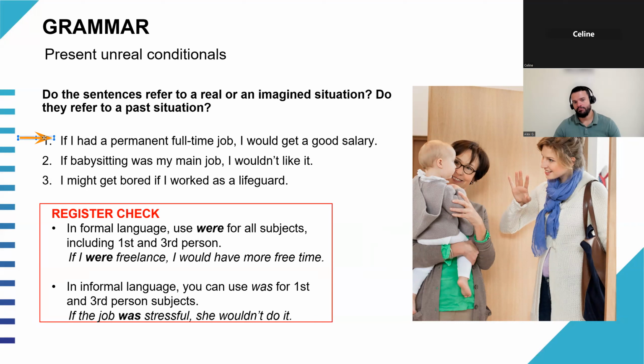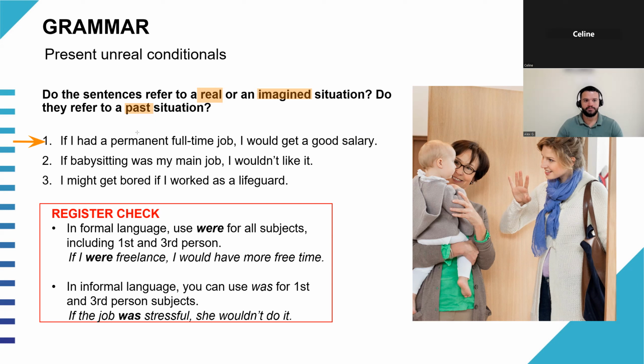If I had a permanent full-time job, I would get a good salary. So we have a couple options here. We have real, imaginary, and do they refer to a past situation? Okay. So in this case, what do you think this one is here? The first one is going to be, what do you think? If I had a permanent job, I would get a good salary. This is going to be something that is imaginary, right?